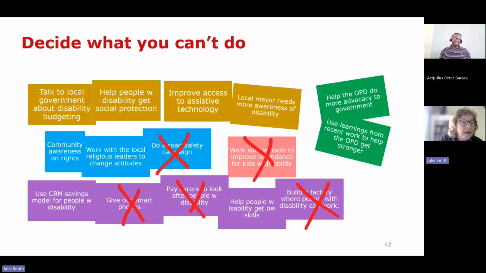That's important. So I'll just read out the things that we've decided we're not going to do. We're not going to do a road safety campaign. We're not going to build a factory where people can work. We're not going to pay carers to look after people with disabilities or give out smartphones. And we've decided we're not going to work in schools to improve the attendance of kids with disability. So we can't do everything. That's why it's important to be having those discussions about what you can do, and what the partner's expertise is, as you develop that theory of change.